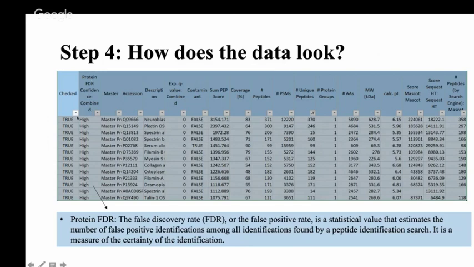Also, we now have to ensure that the data we are getting is of high quality. So how do we do that? We look at the coverage. We also look at the protein FDR confidence. FDR is the false discovery rate. It is a statistical value that estimates the number of false positives. One of the common ways of doing that is to have a scrambled database of the human database and then compare the data with the FDR. So in this case, as you can see, we have identified proteins with a very high confidence of FDR.